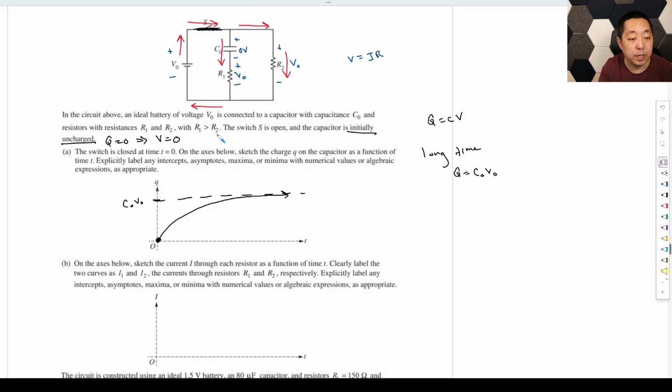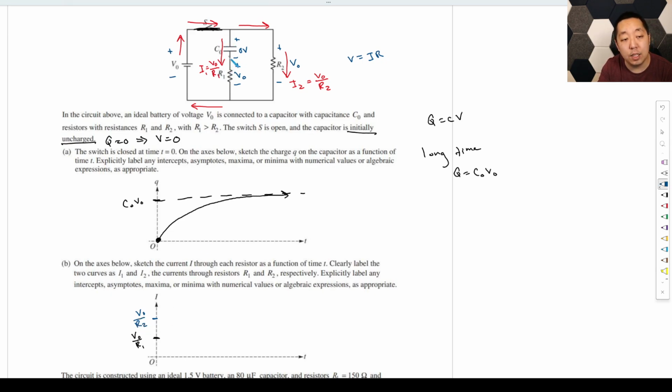R1 is bigger than R2. So if we look at the current that's going to go through here, I1 is going to be V0 over R1. And then this current here, I2, is going to be V0 divided by R2. This is immediately after we close the switch. Because R1 is bigger, it's going to start at a lower current. So this is going to be V0 over R1, and then we'll use a different color, this is going to be V0 over R2.